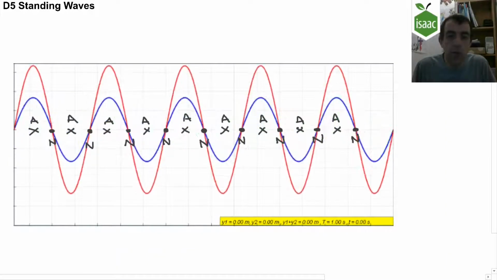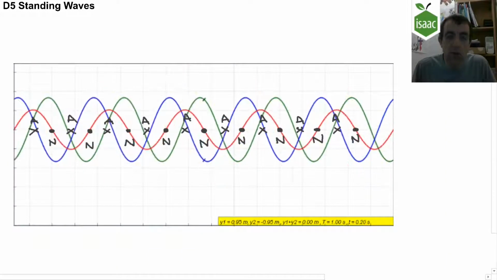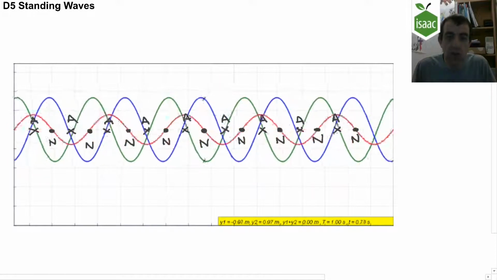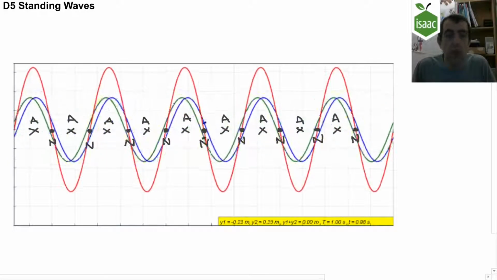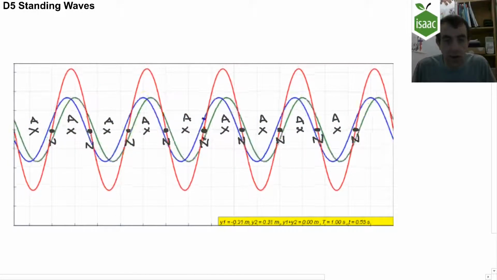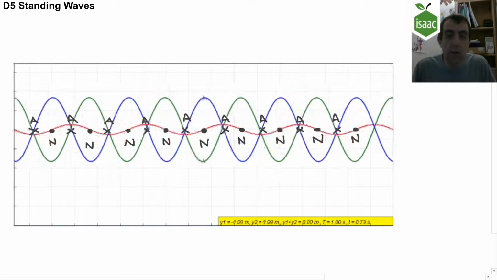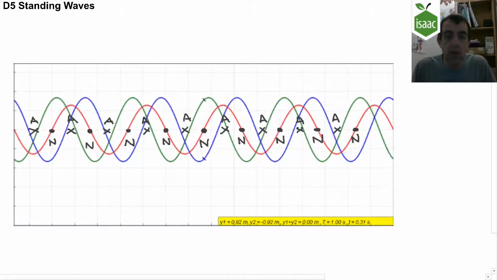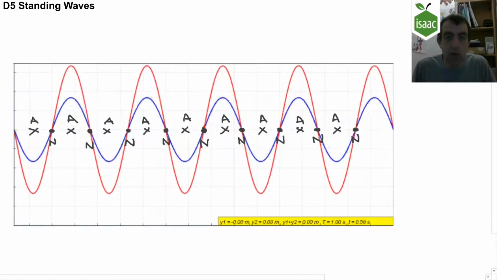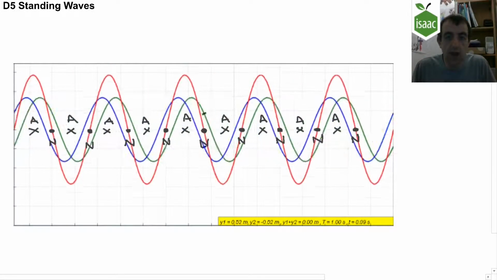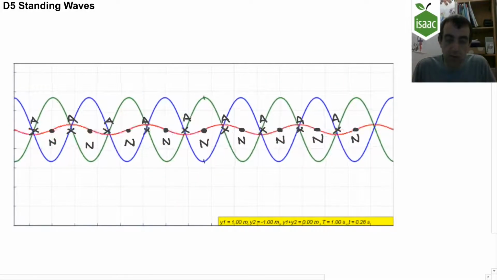If we pick 2 points on the red line that are between two nodes, we can see whenever one of those points is moving down, so is the other. And whenever one of those points is moving up, so is the other. So those 2 points have a 0-degree phase difference. If, however, we pick 2 points on the red line with a node in between them, then we can see that whenever one of the points on the left is going up, the point on the right is going down, and vice versa. So those 2 points have a 180-degree phase difference.